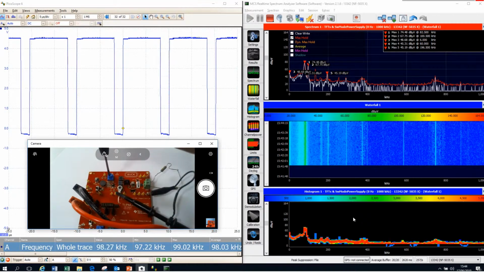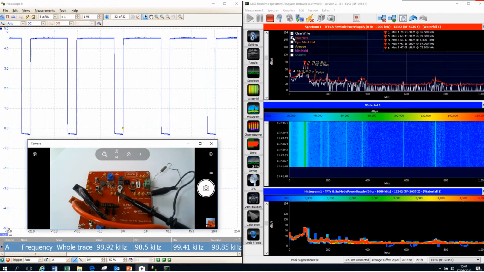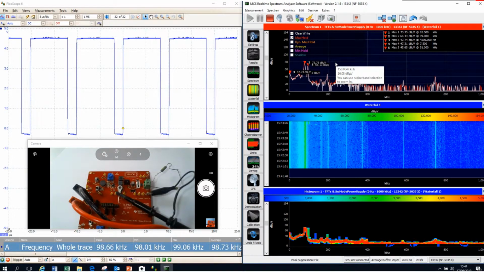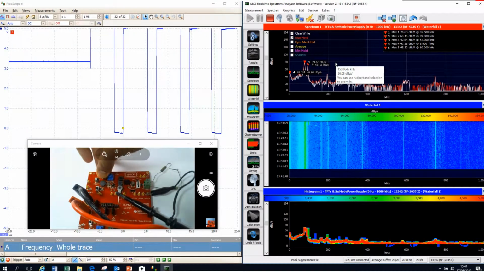So currently we run at 100 kilohertz. Okay, some peaks are coming up. Let's clear off the white noise. Now let's insert a jumper. It means bypassing the L of the LC filter.